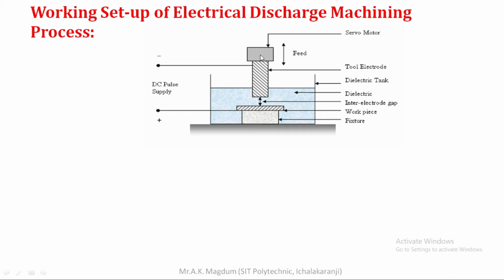Next, this tool is connected to the servo motor, and the tool is connected to the negative terminal of the DC supply, and the workpiece is connected to the positive terminal of the DC supply. So this much construction about the working setup of electrical discharge machining.